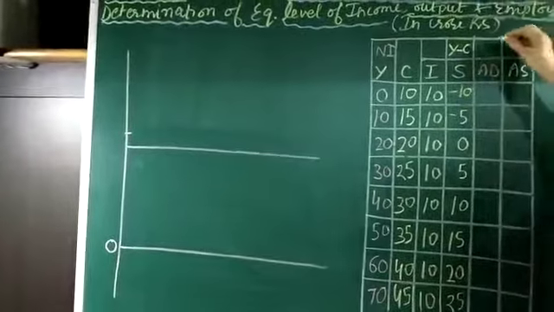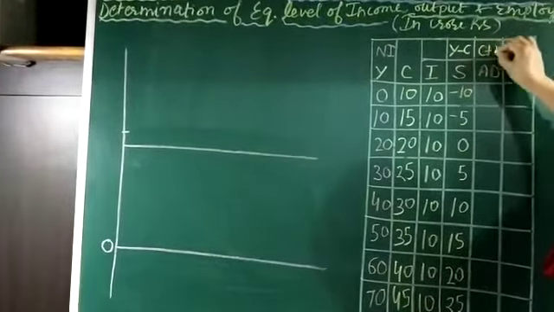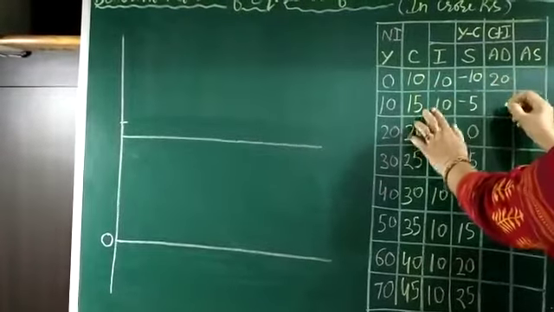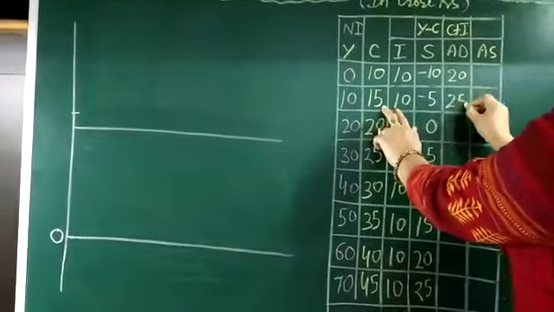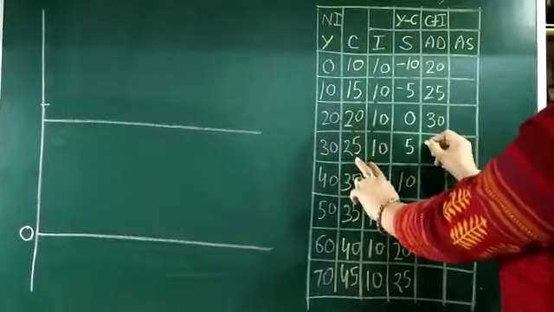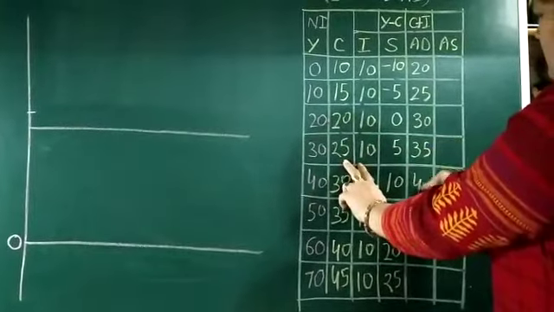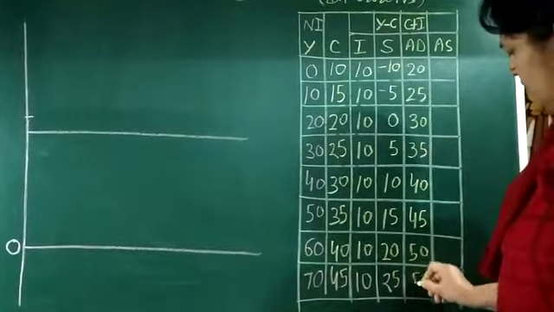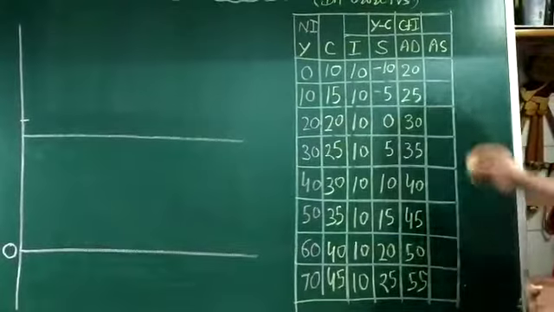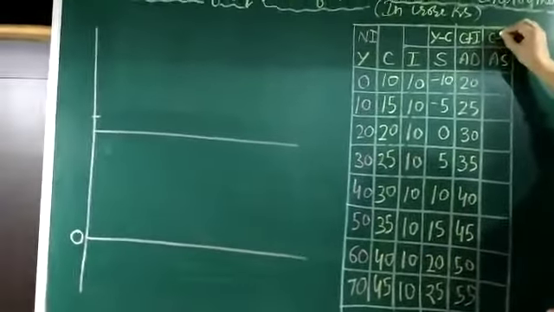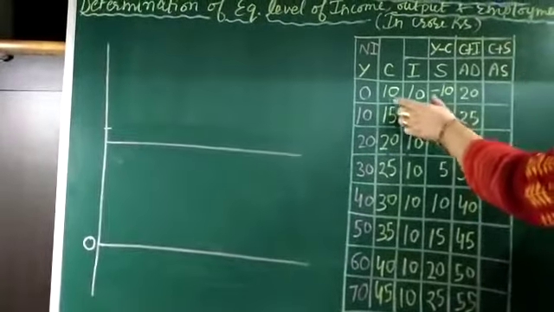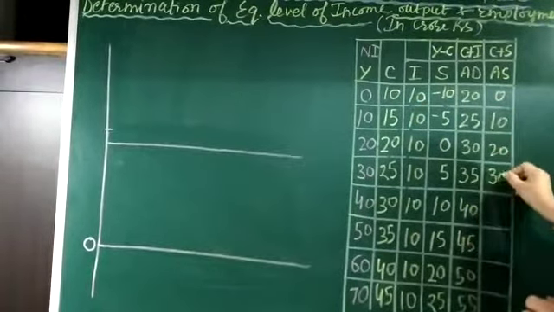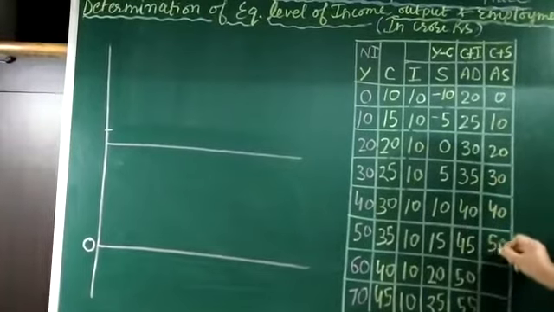Then aggregate demand. This is the summation of consumption plus investment: 20, 25, 30, 35, 40, 45, 50, 55. Aggregate supply is the summation of consumption plus savings: 0, 10, 20, 30, 40, 50, 60, 70.